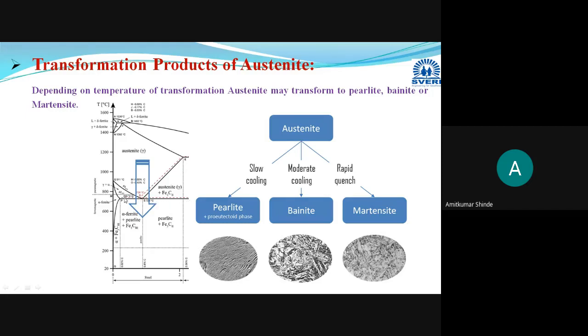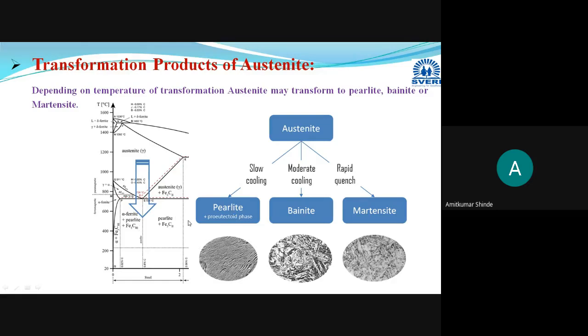Phases which are separated before this temperature, before 723 degrees Celsius, are termed proeutectoid phases. Suppose here you will get ferrite, and here you will get cementite, Fe3C. So we have proeutectoid alpha, or proeutectoid ferrite, and proeutectoid cementite. Before the actual eutectoid transformation, these phases separate during the cooling process. That's why they are termed proeutectoid phases.